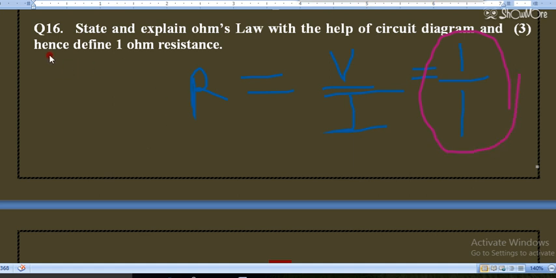1 ohm can be defined in this form: the resistance of a wire is said to be 1 ohm if the potential difference across the resistance is 1 volt and the current flowing through the resistance is also 1 ampere. So in this way you can define the value of resistance by taking the value of V and I as 1.